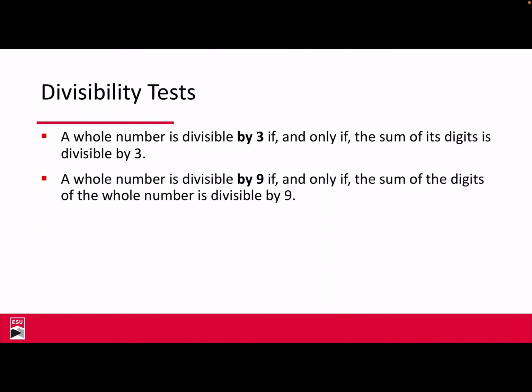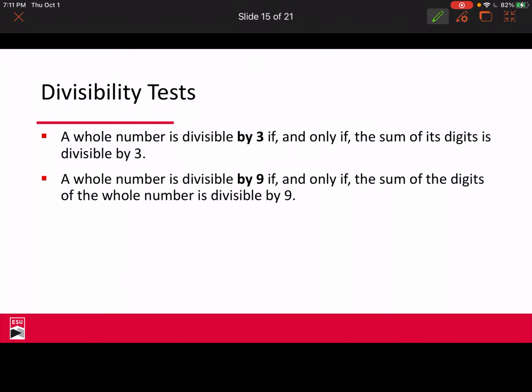I'm not going to show you why these ones work, and part of that reason is because it's going to use something called modular arithmetic, which we haven't covered. But I do want you to know that a number is divisible by 3 if and only if the sum of its digits is divisible by 3. And a number is divisible by 9 if and only if the sum of its digits is divisible by 9.